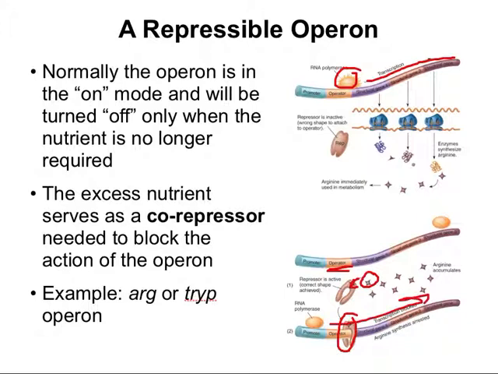Once there becomes not enough of the arginine or tryptophan, it falls off of the repressor, is moved from the operator region, and once again RNA polymerase can transcribe the genes as needed.